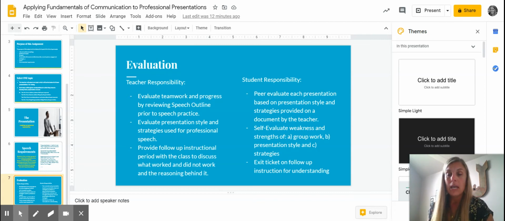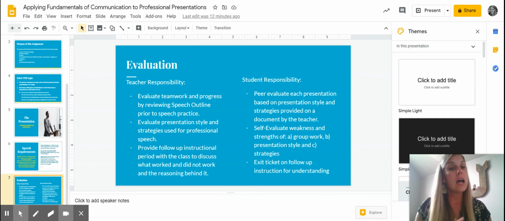At the second stage, I'm going to evaluate them on presentation style and strategies used for the professional speech. Again, you can choose which of those frameworks you want to include in that evaluation. If you show mastery, or whatever your evaluation looks like, just make sure that you include those during the presentation time. And the defense: remember, the students get to defend why they chose the strategies they chose.